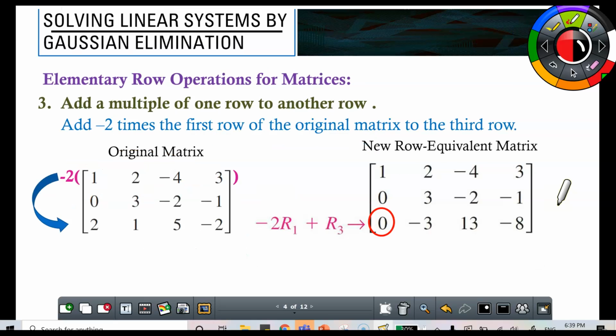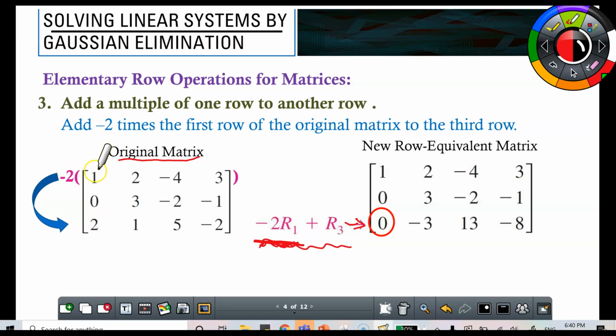Let's look at another example. Let's see what this means. Okay, so here your original augmented matrix looks like this. And you want to multiply the first row by -2, and whatever you get for the first row, you want to add it to the third row and rewrite the third row. So let's do the transformation, or the manipulation, here. First you're going to multiply the first row by -2.